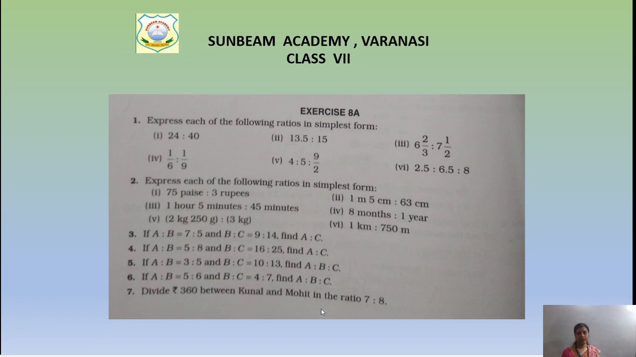See, first question is, express each of the following ratios in simplest form. Isn't it? We have to solve the given ratios in simplest form so that it cannot be further simplified. And we will solve from the second part. So write down question number 1, second part. It is 13.5 is to 15. 13.5 is to 15. Clear children?